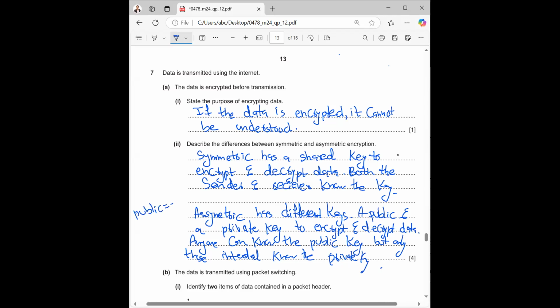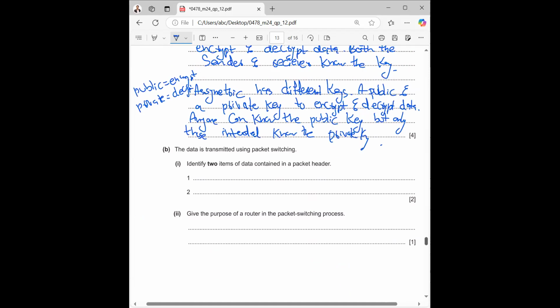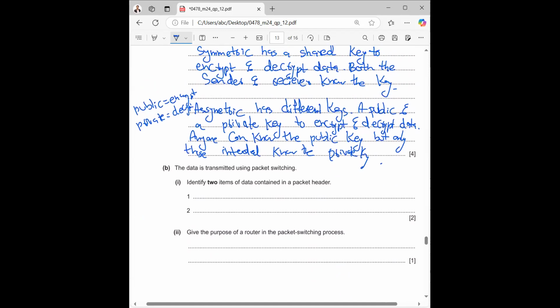So you can write it that public is used to encrypt and private is used to decrypt in your words. So that's right, like more than 4 marks. I'm giving you more information so that you can write it. The data is transmitted using packet switching. Identify 2 items of data contained in a packet header.